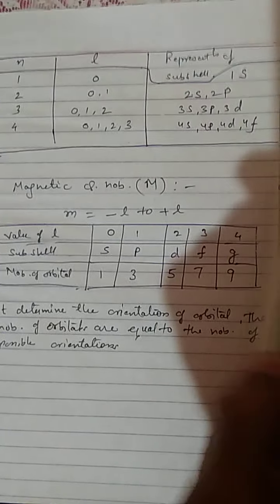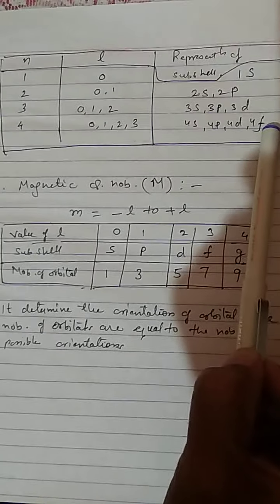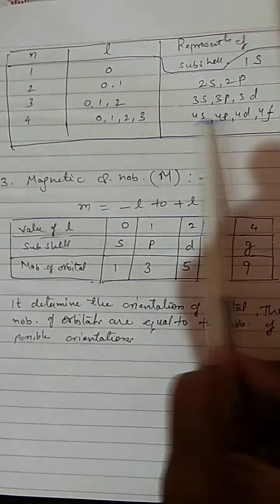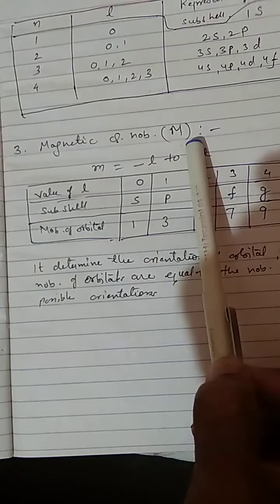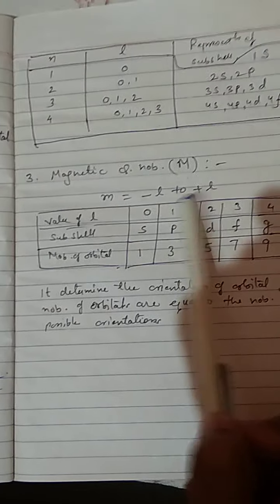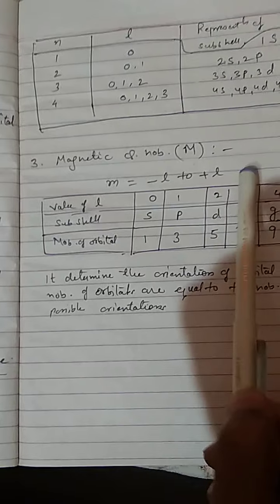The energy level increases, and as energy level increases, therefore size also increases. n is increasing, size is also increasing, right? Now after that, magnetic quantum number. Magnetic quantum number is denoted by small m, and m is equal to minus l to plus l, and this value is l for 0, 1, 2, 3, 4.